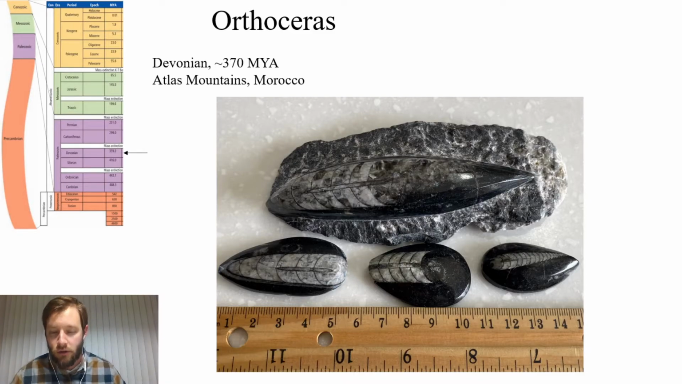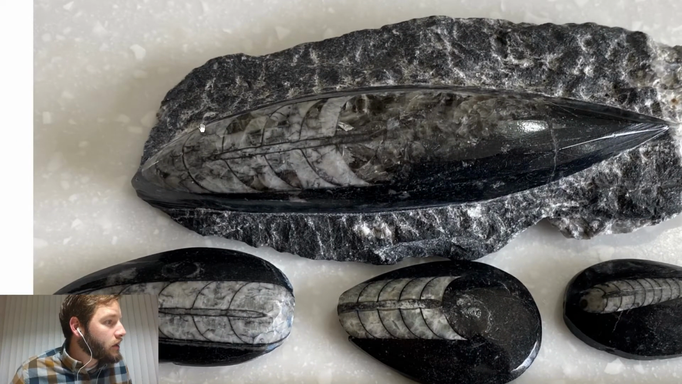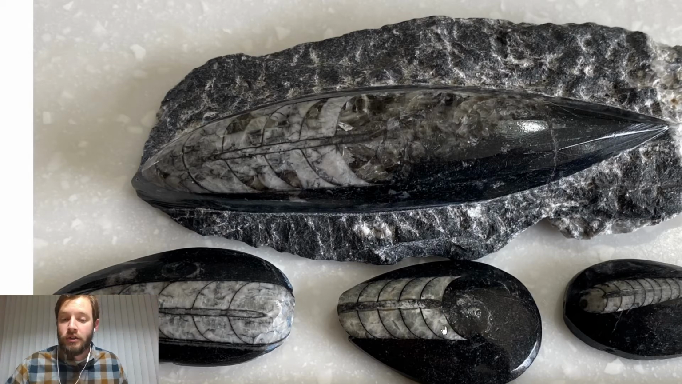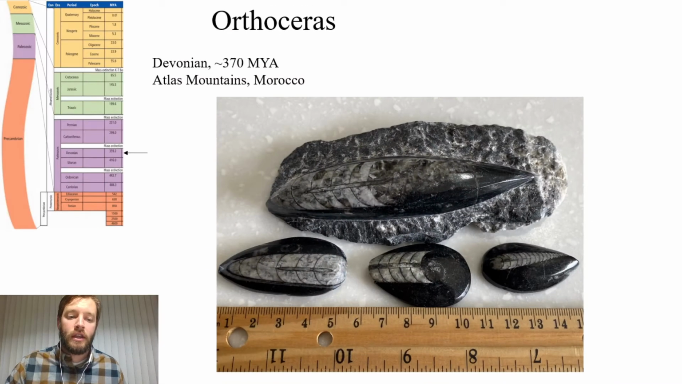And then this is an Orthoceras, also from the Atlas Mountains, Morocco, from the Devonian, 370 million years ago. If you look closely, this is the shell of an Orthoceras, and this is the end of the shell, and then the soft body of the squid-like creature would be coming out of the end of the shell. Large quantities of these fossils were found in Western Europe and Africa in the 18th century. So this is a very popular fossil, probably one of the most famous fossils worldwide, and it represents an ancestor of our modern day squid.